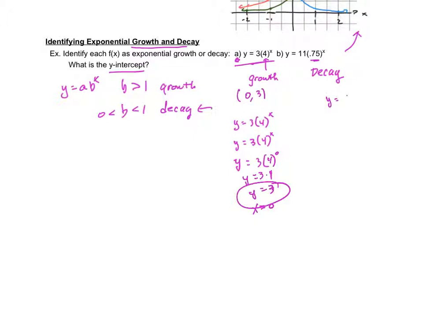and then of course this equation over here, 11 times 0.75 to the x, when it hits the y-intercept, we know that is going to be 11 times 0.75 to the 0, which is y equals 11 times 1, or y equals 11, and x equals 0, because that's your y-intercept.